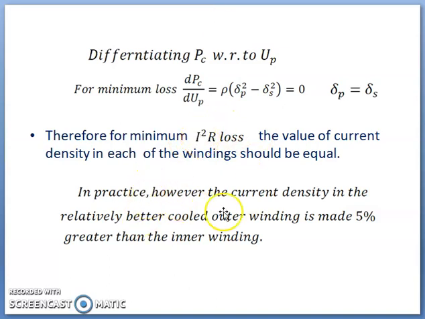Okay, but in practice, the current density differs for a better cooled winding. If you see the position of the winding with respect to the core, usually the LV winding will be put close to the core and the HV winding will be outside, and the winding which is put on the outer side will be better cooled. Hence a 5% greater current density can be chosen for the outer winding, which is better cooled compared to the inner winding.